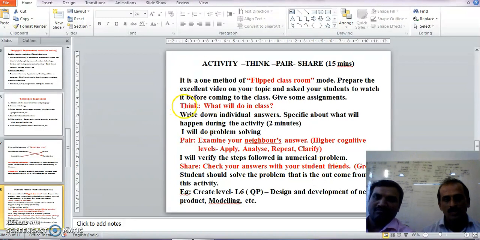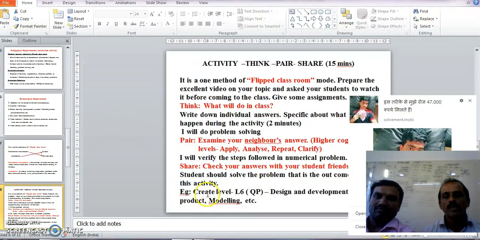That means this TPS should happen inside a classroom as per the flipped classroom activity, at the highest level of Bloom's taxonomy. That is the creative level. As an example, design and development of a new product or modeling will be given for this activity.